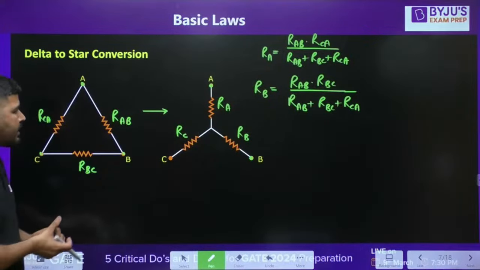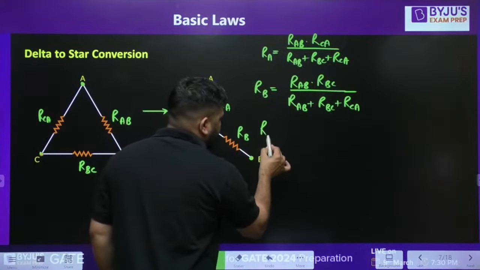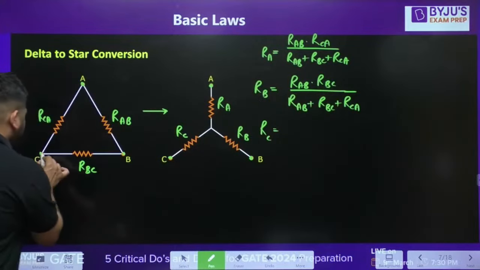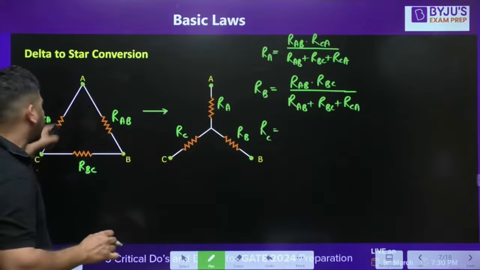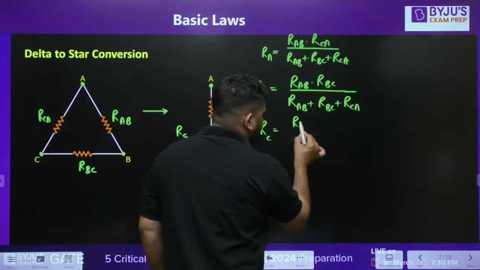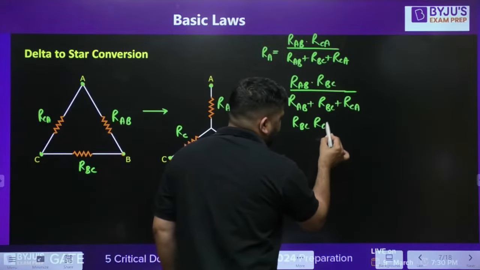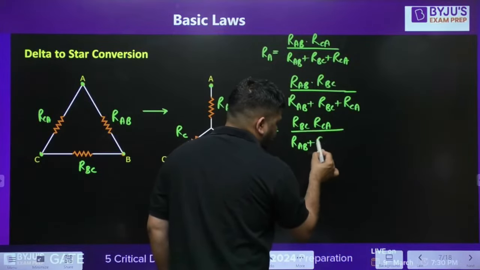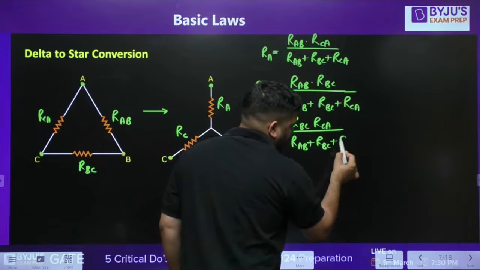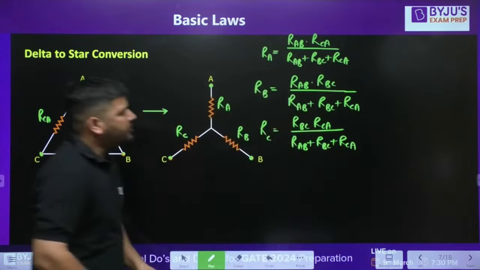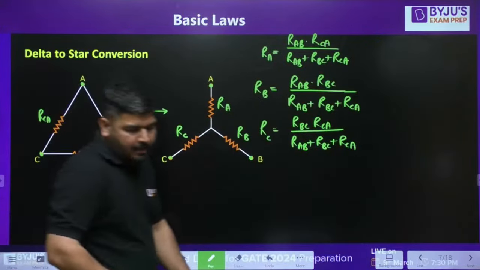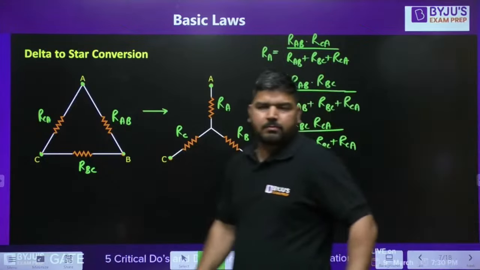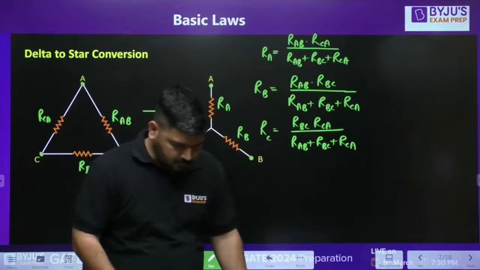Similarly, we can calculate RC like this. RC is connected at point C, and at point C there are two resistances, RBC and RCA. So it will be RBC into RCA divided by RAB plus RBC plus RCA. I hope it is clear. So this way, you can calculate RA, RB, and RC. And you can easily remember that because it's very simple.